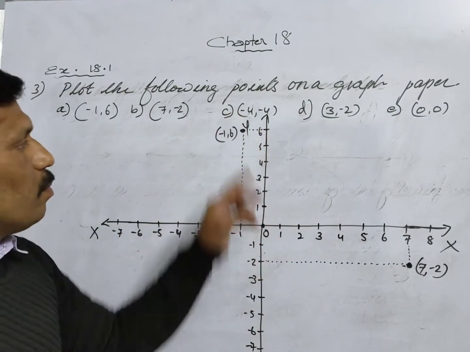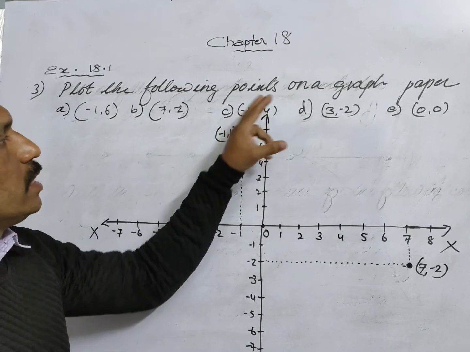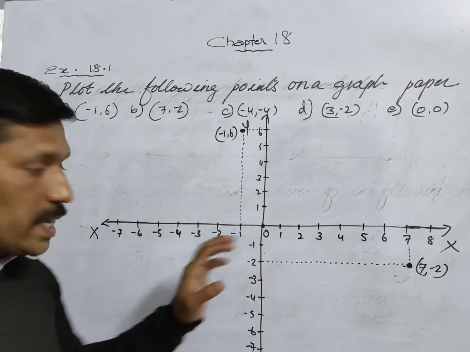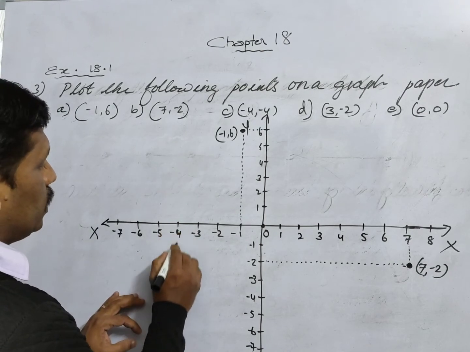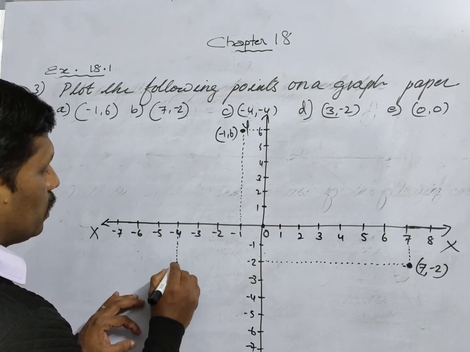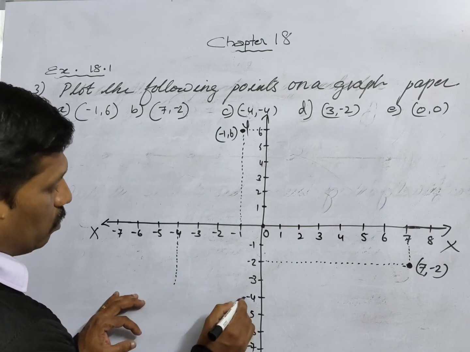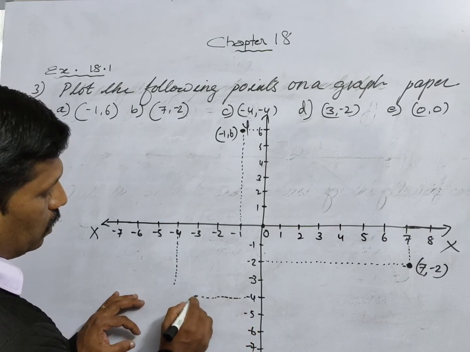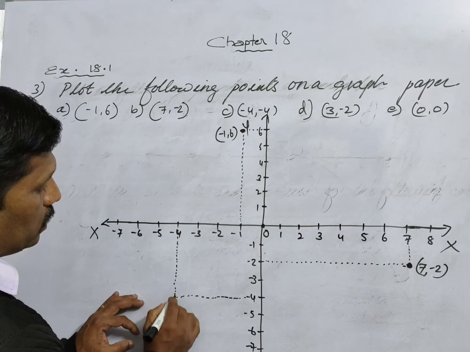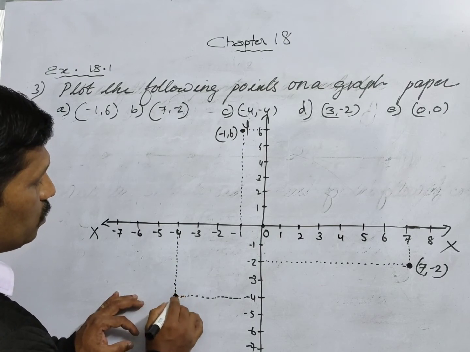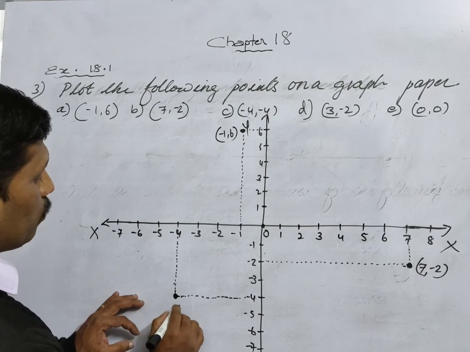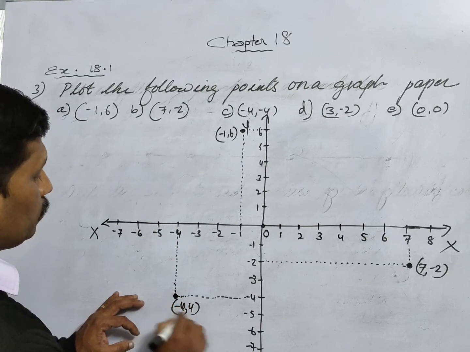And next, both are negative: the x coordinate is negative and the y coordinate is negative. That is in the third quadrant. So the x coordinate is negative here, so from here to here you have to draw, and the y coordinate is also negative. So you can plot the point here, where both lines intersect. That is the coordinate point. Therefore we write here (-4, -4).